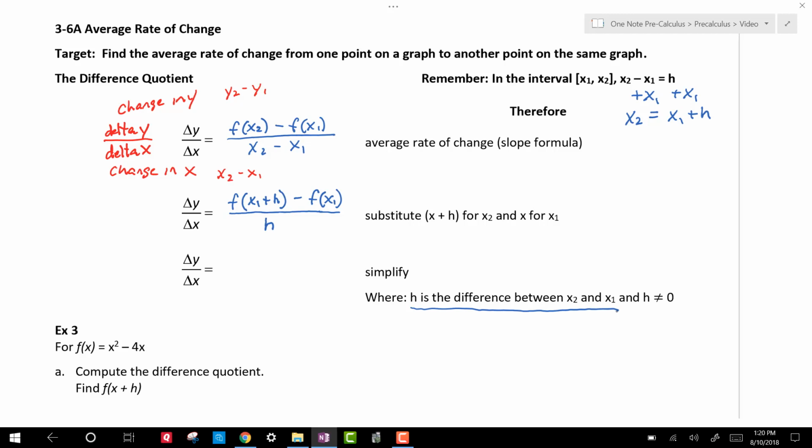So we call this guy the difference quotient. That was the title of this section right up here. This is the difference quotient. All right? So if I want to find the slope of any 2 points on any graph, I can do that using the difference quotient.